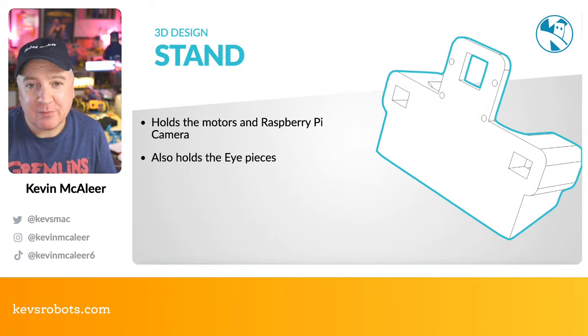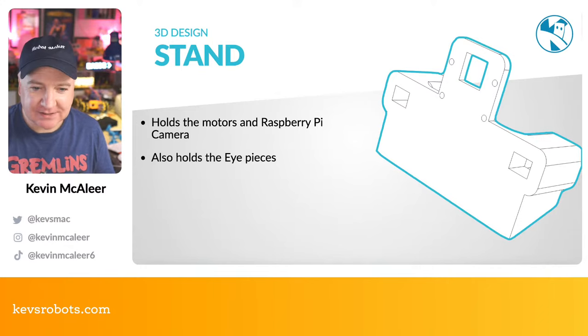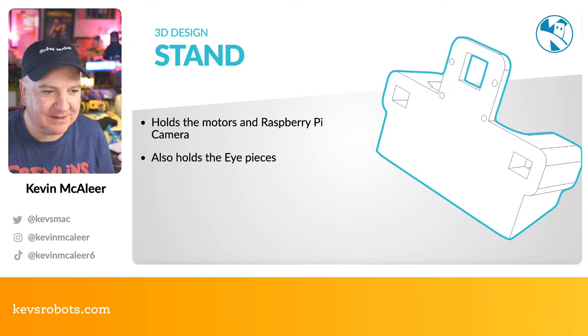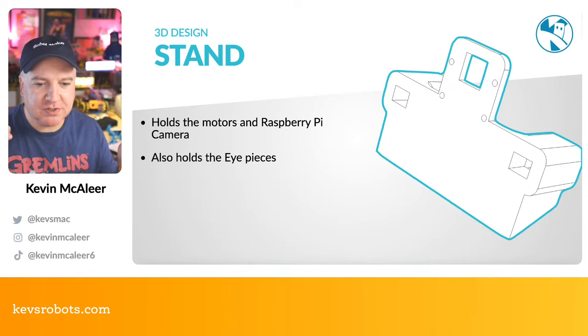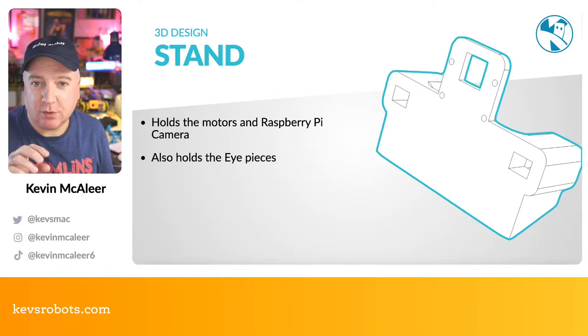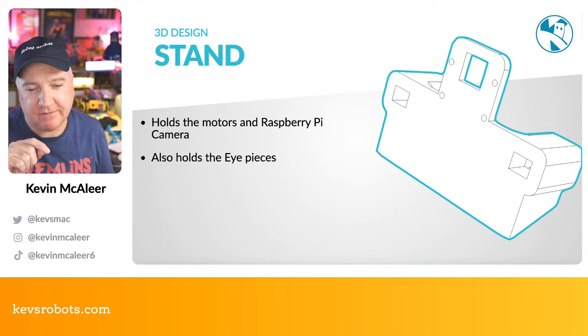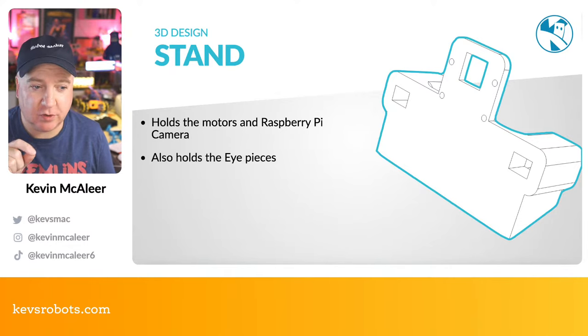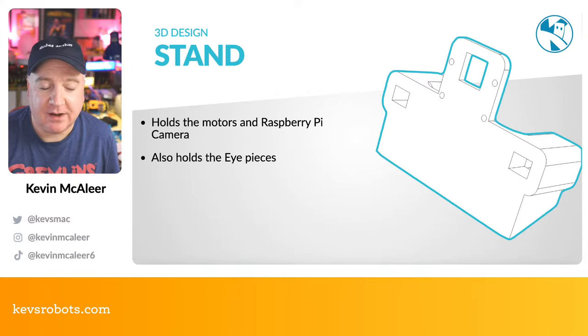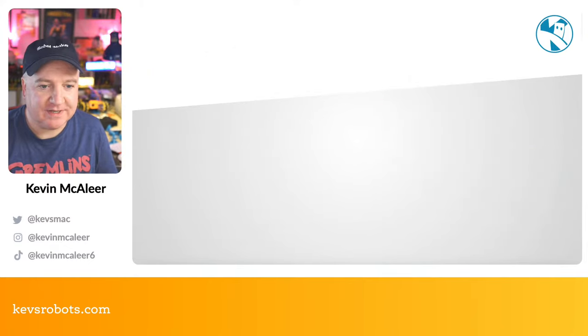So we've got a couple of 3D printed parts. There aren't too many, actually. This looks a little bit like one of those Viewmasters. You remember those with a little wheel on top? Kind of looks a little bit like that. So there's two motor holes. The motors kind of poke through. You insert them from the back, and this will just hold them in place. And there's a little holder there at the top for the camera module to go on, with a couple of screw holes as well. So it holds the motors and the Raspberry Pi camera, and also the eyepieces, which we will print out as well.